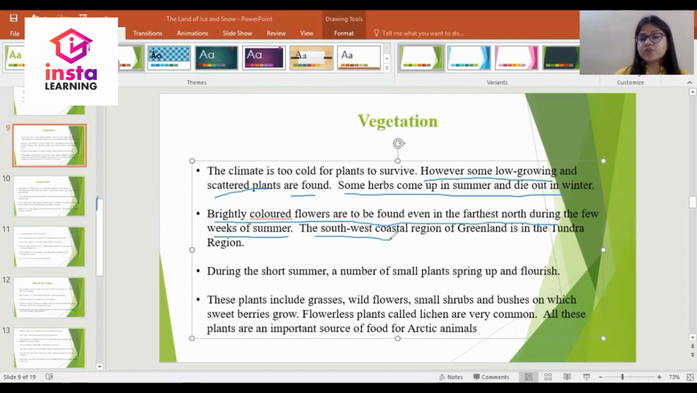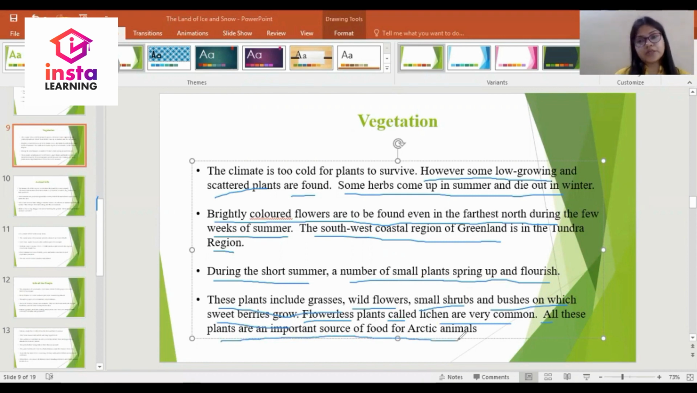The southwest coastal region of Greenland is in the tundra region. During the short summer, a number of small plants spring up and flourish. These plants include grasses, wildflowers, small shrubs, and bushes on which sweet berries grow. Flowerless plants like lichen are very common here. All these plants are an important source of food for animals.